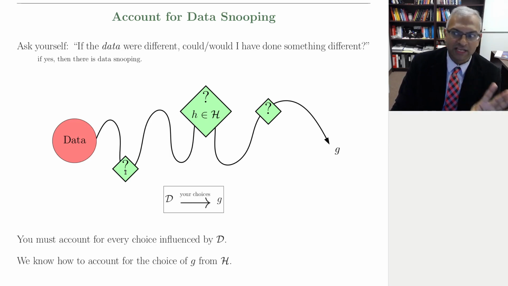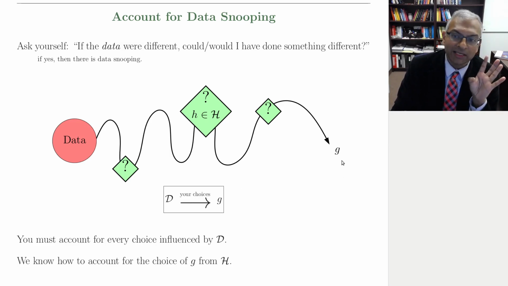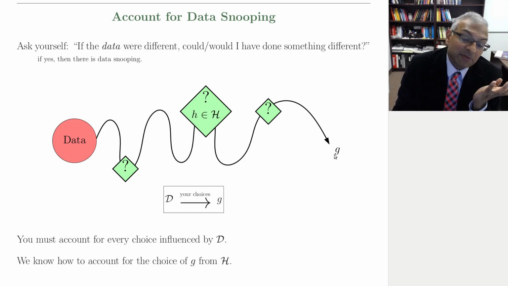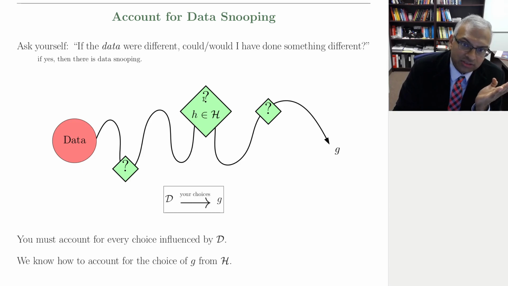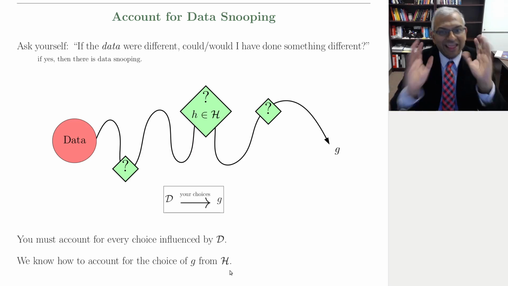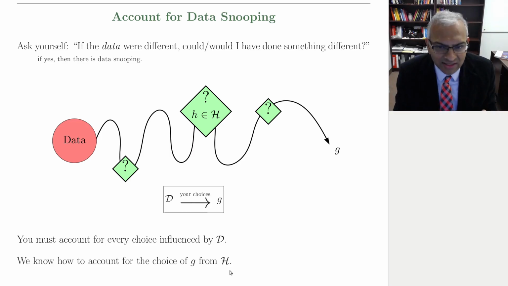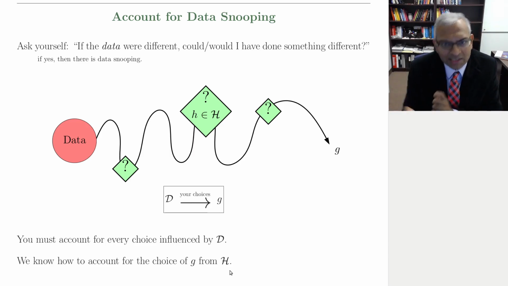And that makes your data very unreliable at evaluating the performance of g, which is basically its in-sample performance. Now, yes, we did make a big choice anyway, by using the data to choose the final hypothesis. But we know how to account for that. We know how to account for the choice of g from H. That was the VC theory that set up this link between E_in and E_out.